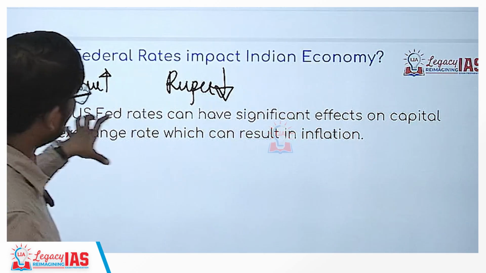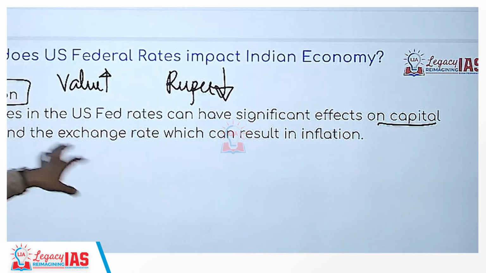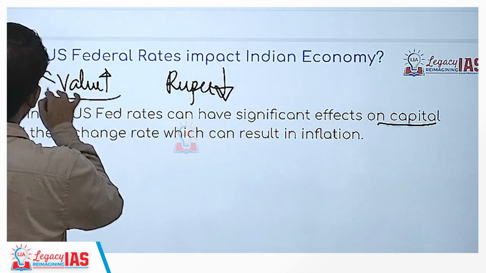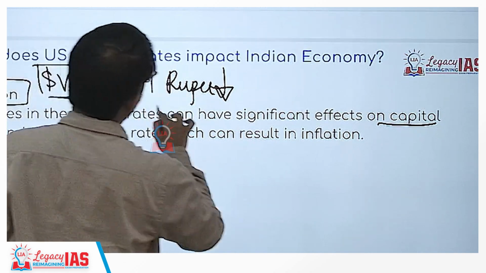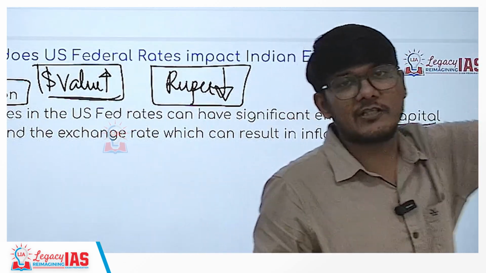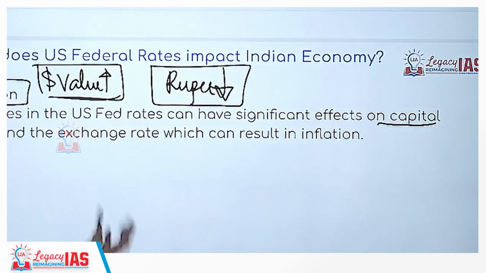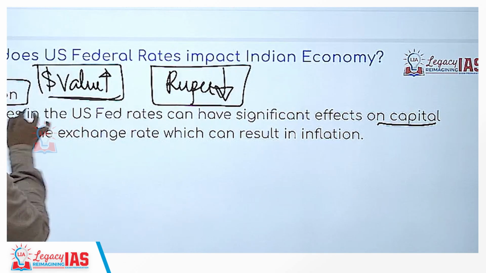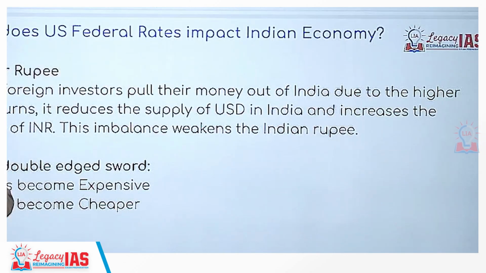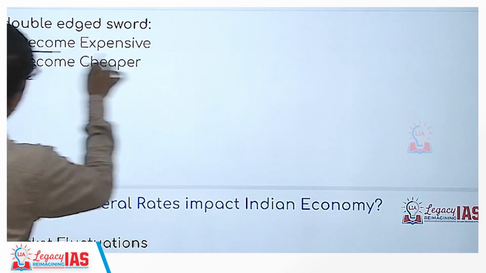Now changes in US Fed rates can have significant effects on capital outflows. Capital will outflow because the value of the dollar has gone up and the value of the rupee has gone down, so the exchange rate would be further distanced. Earlier, let's say $1 was 75 rupees, now $1 would be 80 rupees. So making the dollar costlier, leading to inflation. Right? Further, of course, we saw this point, the rupee would be weak. When the rupee is weak, imports will be expensive.